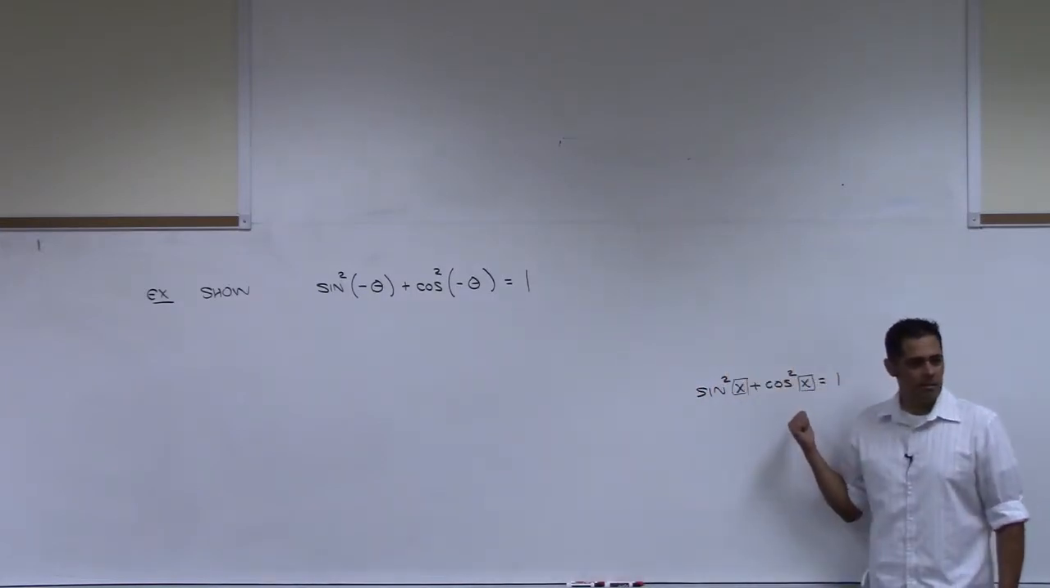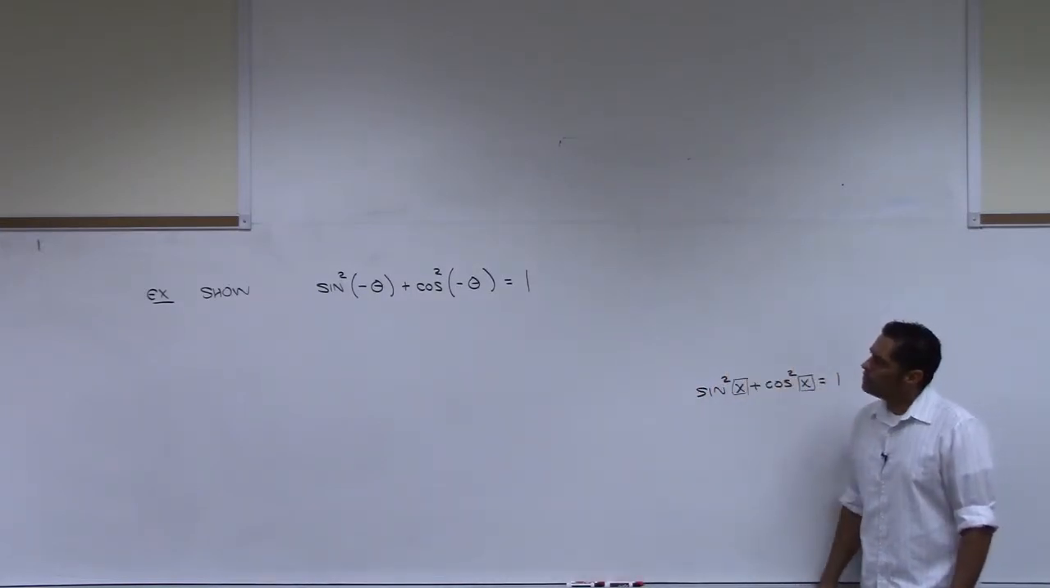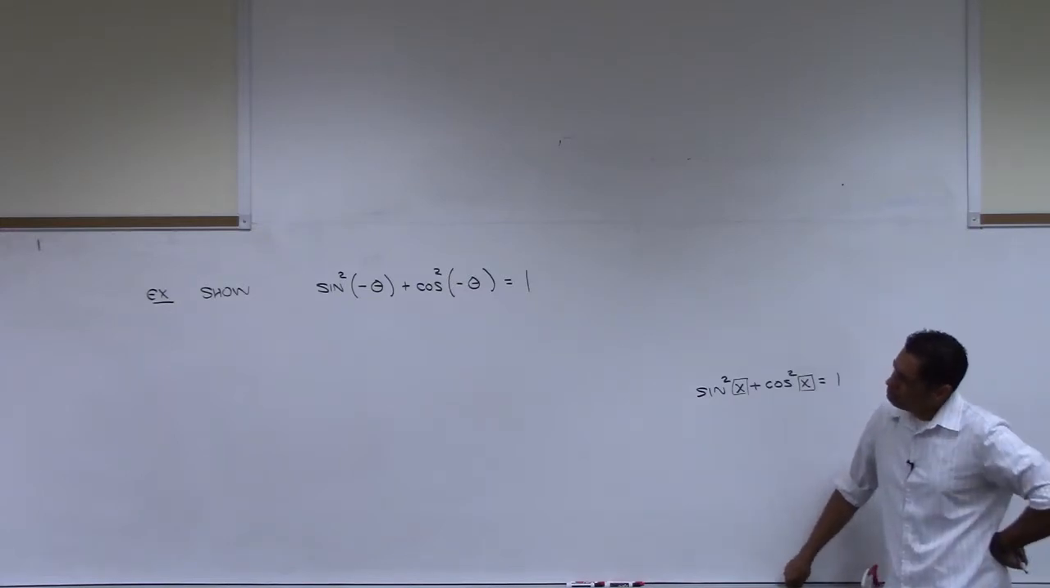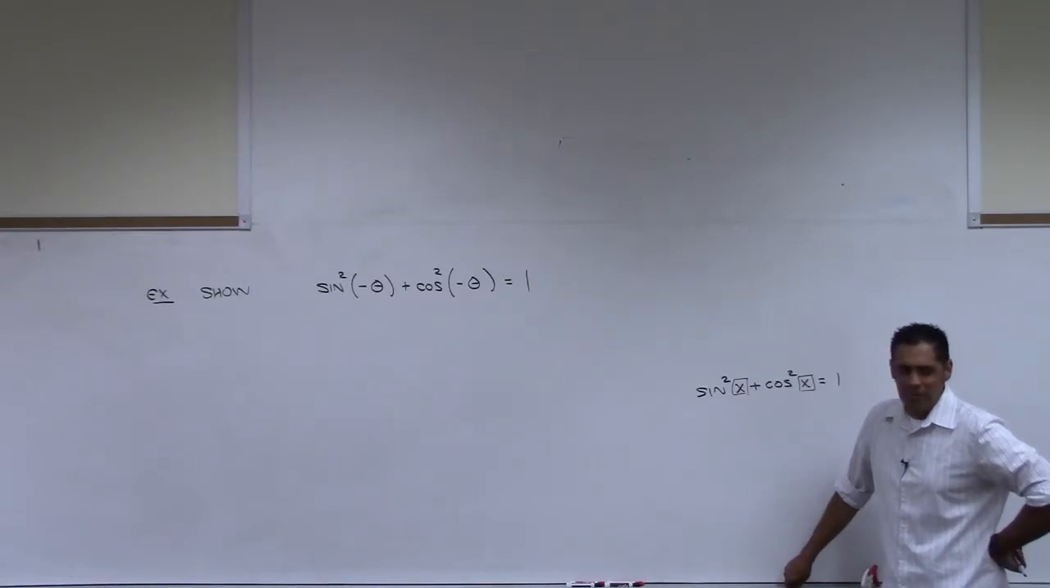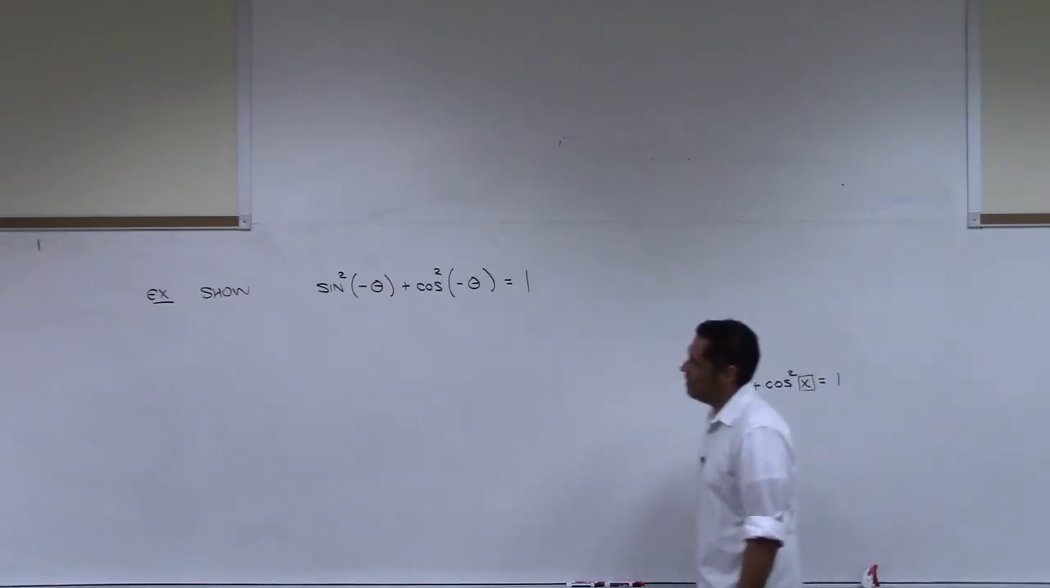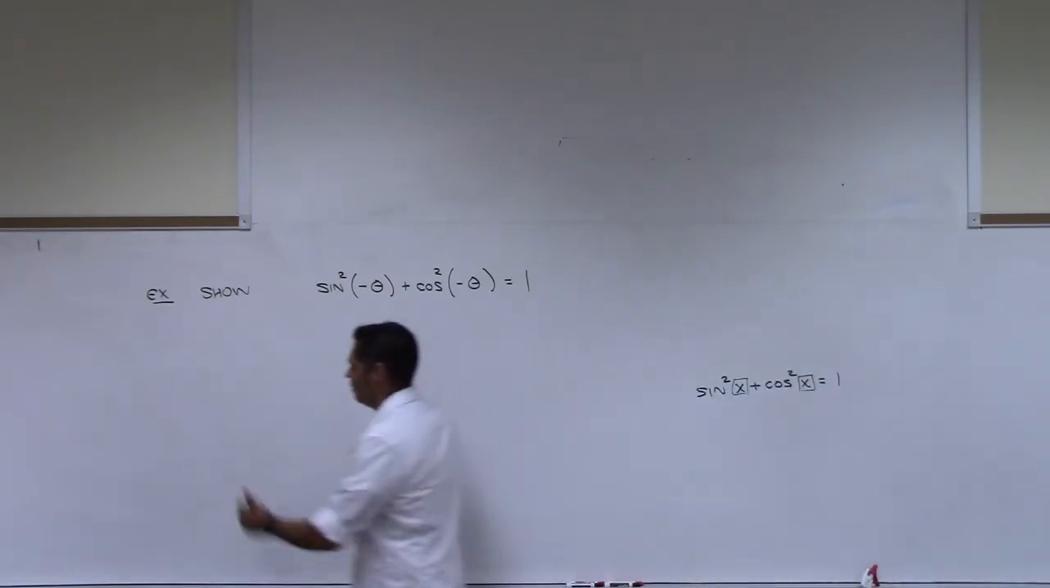It's done, right? There's really nothing to do here. You know the identity, so that's how you show it.